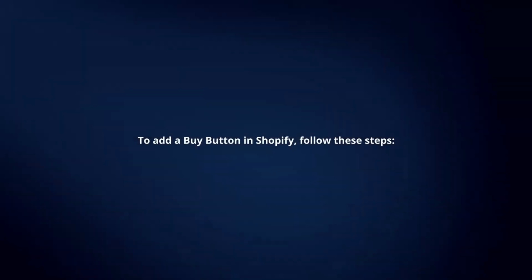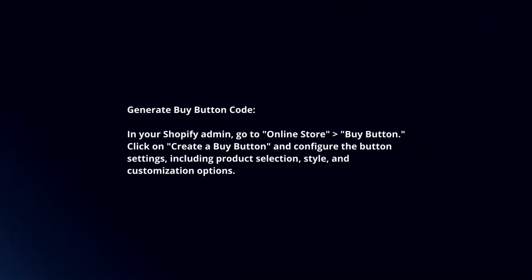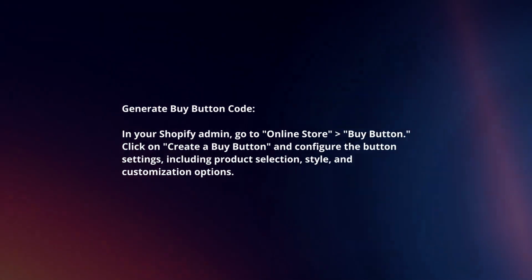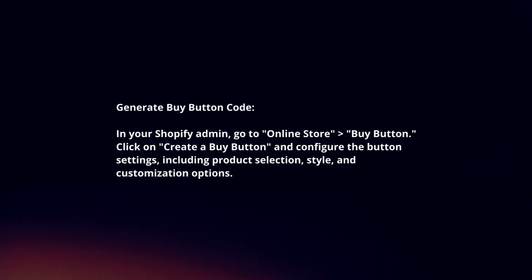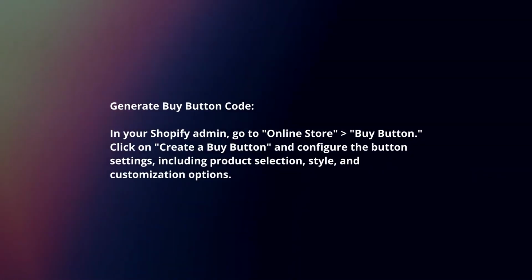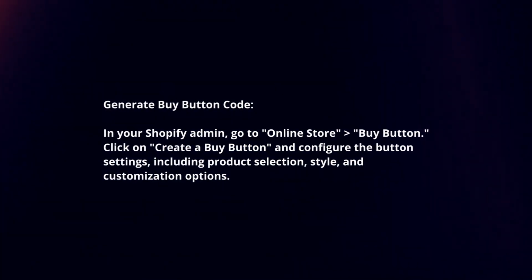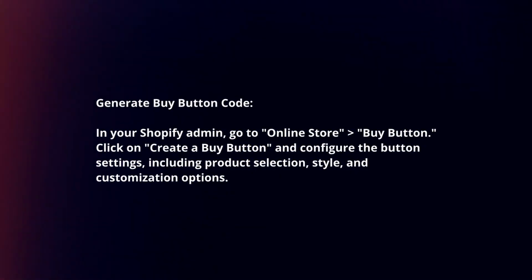To add a buy button in Shopify, follow these steps. Generate buy button code. In your Shopify admin, go to Online Store, Buy Button. Click on Create a Buy button and configure the button settings, including product selection, style, and customization options.